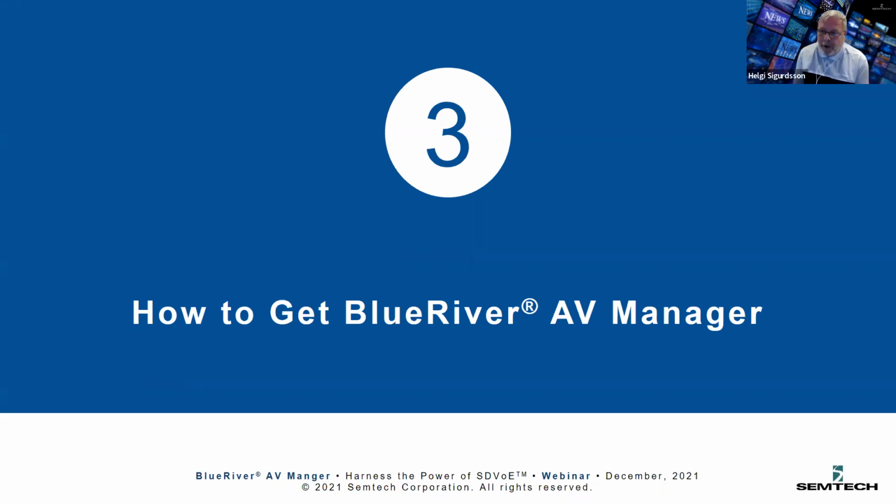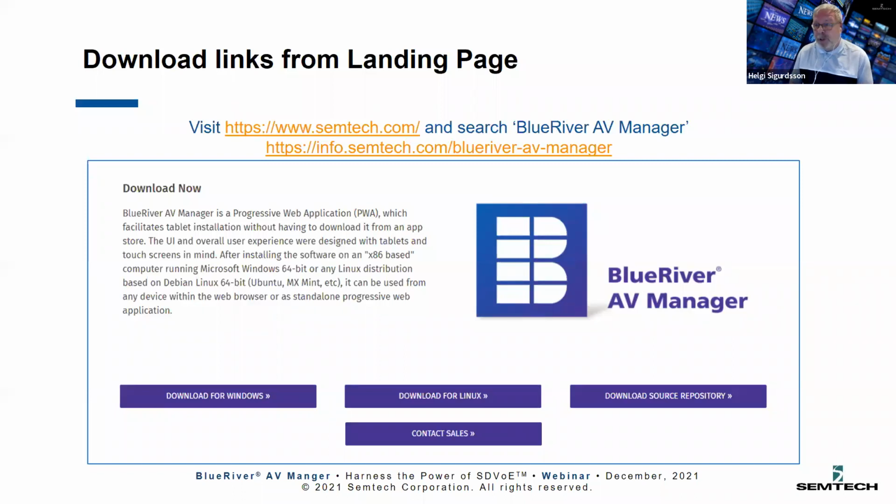There's no point in having software if you cannot get access to it. To get access to it, you go straight to the Semtech website, semtech.com. That is your starting point. If it is not on the front page, just use the search box right on the front page and search for blueriver AV Manager, and that will bring you to the blueriver AV Manager landing page. The link to that landing page is here on screen.